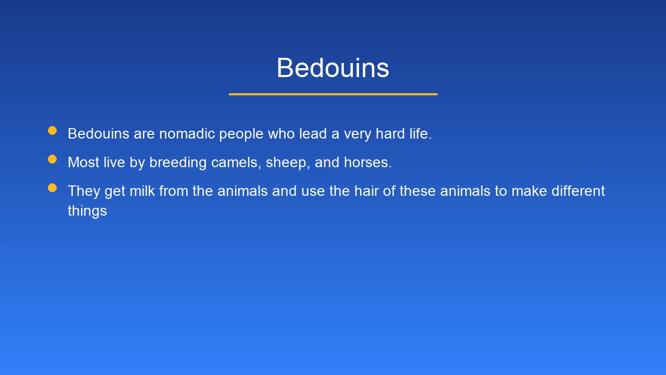Bedouins. Bedouins are nomadic people who lead a very hard life. Most live by breeding camels, sheep, and horses. They get milk from the animals and use the hair of these animals to make different things.